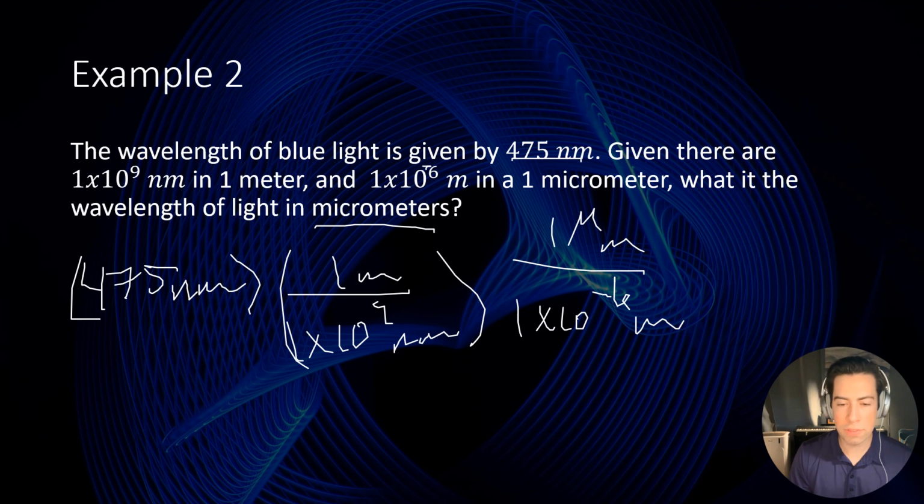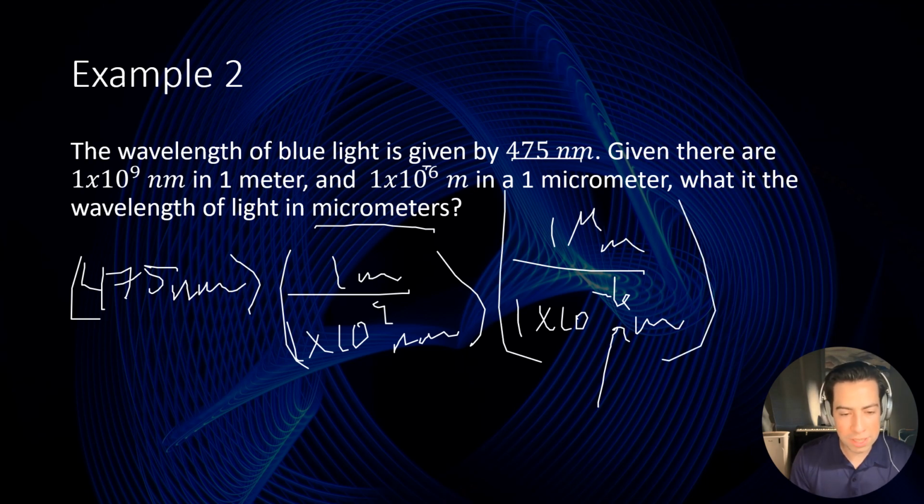And guys, the way you can figure out if this should be a positive or a negative exponent is just to think about it logically. If I had 1 times 10 to the 6th power meters in 1 micrometer, that doesn't make sense. There should be a very small amount of meters in a micrometer because a micrometer is small. So just something to think about.